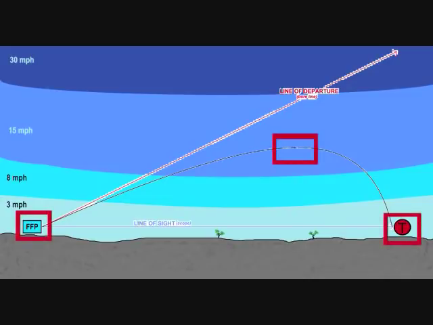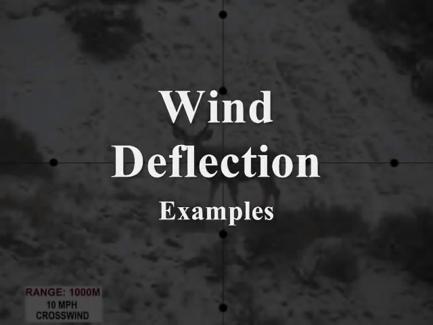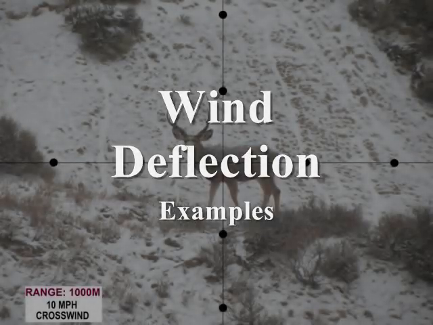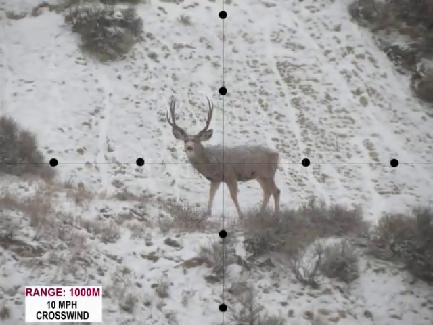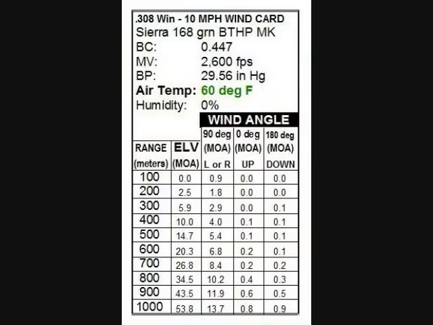So first, let's start off by just looking at some examples. Let's take a look at this picture of the deer we have again. We have the big old mealy buck. And our range, again, just for sake of comparison for all these different things, is 1,000 meters. And we'll use the same 308 card we've been using in the last few videos just to keep it consistent for you. We're going to use the 168 grain boat tail hollow point going at 2,600 feet a second, okay? And let's take a look at the range cards here.